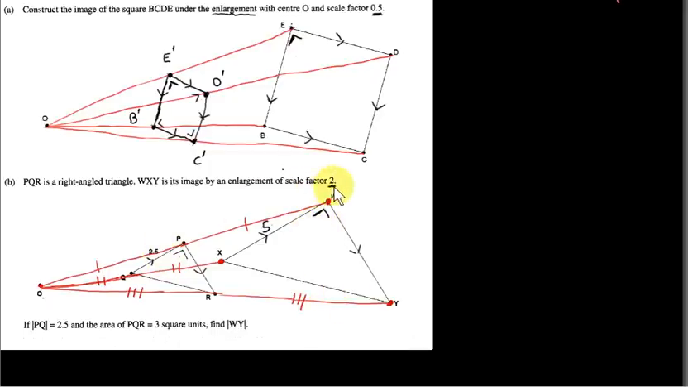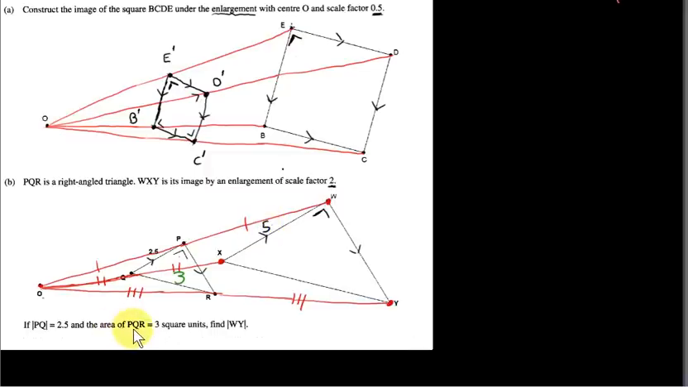Now the scale factor is 2. So that means that each side of triangle PQR is multiplied by the scale factor. So PQ is 2.5 units long. So the image of PQ, which is WX, is twice as long as PQ. So 2 times 2.5 is 5. So the length of WX is 5.